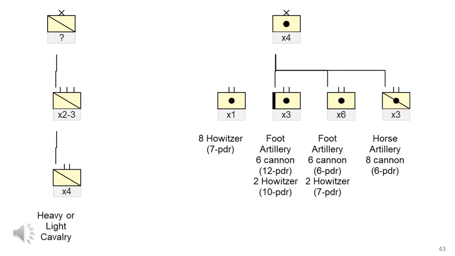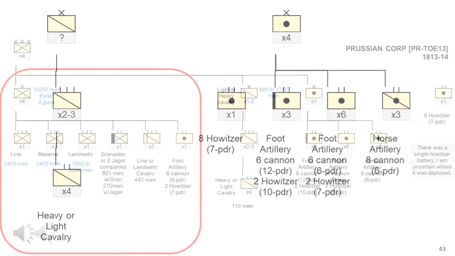The artillery brigade consisted of 3 12-pounder, 6 6-pounder and 3 6-pounder horse artillery batteries. There was a single howitzer battery, but I'm uncertain where it was actually allocated.